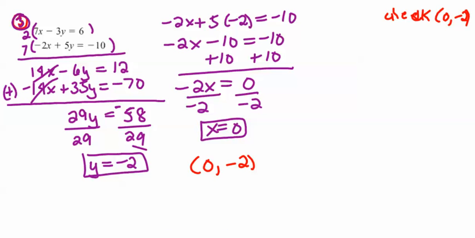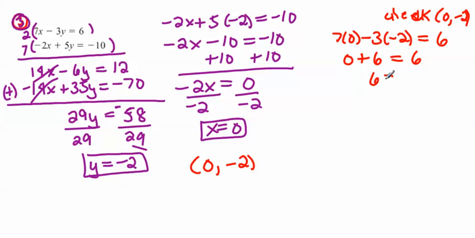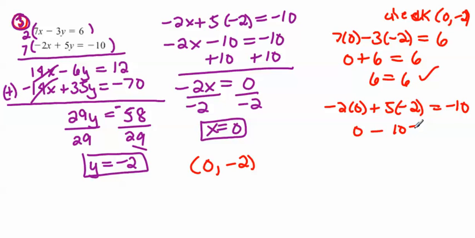All right, the first equation, I would get 7 times 0 minus 3 times negative 2 is equal to 6. 0 plus 6 is equal to 6. 6 is equal to 6. So it worked in the first equation. Now we're going to try the second one. Negative 2 times 0 plus 5 times negative 2 is equal to negative 10. 0 minus 10 is equal to negative 10. Negative 10 is equal to negative 10. So I know that this answer is correct.